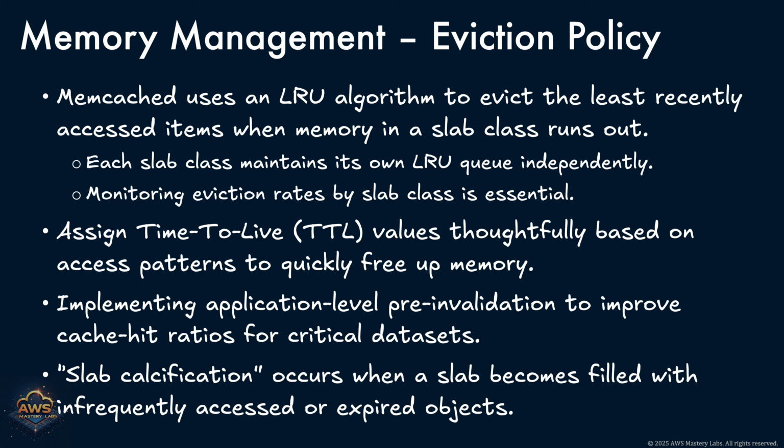Setting appropriate TTL values based on your application's access patterns ensures that memory is freed up quickly when it's no longer needed. By assigning TTL thoughtfully, you can optimize the use of available memory and prevent your cache from becoming overloaded with stale data. To further improve your cache hit ratios, consider implementing application-level pre-invalidation. This strategy allows you to proactively remove data that you know will no longer be needed, particularly for critical data sets. It helps reduce unnecessary cache misses and ensures that your application performs efficiently.